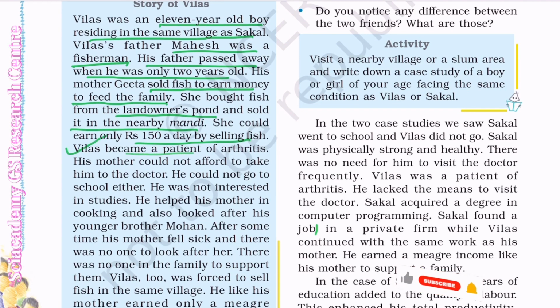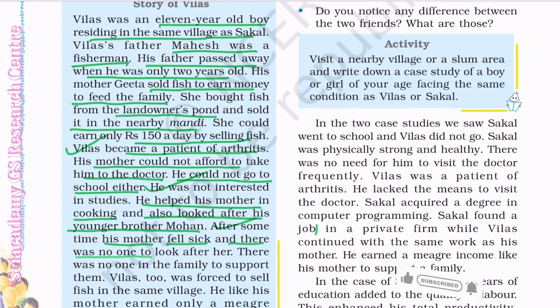Vilas became a patient of arthritis. His mother could not afford to take him to the doctor. He could not go to the school either. He was not interested in studies. He helped his mother in cooking and also looked after his younger brother Mohan. After some time, his mother fell sick and there was no one to look after her. There was no one in the family to support them. Vilas too was forced to sell fish in the same village. He, like his mother, earned only a meager income.